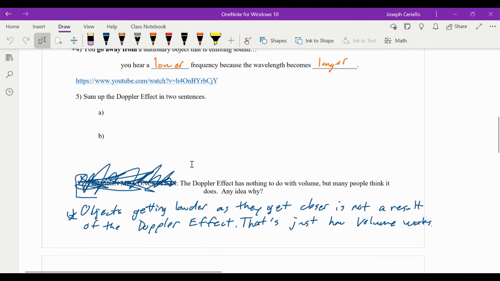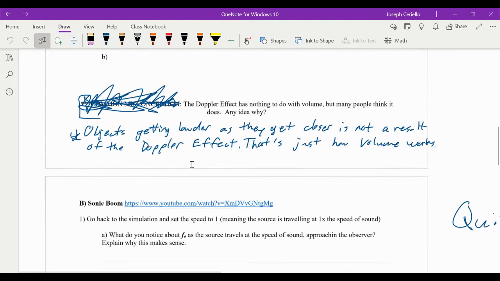So one really important thing is that the Doppler effect has nothing to do with the volume you hear. But a lot of people think it does. Why? Because in general, when objects get closer to you, they get louder. That's not because of the Doppler effect, that's just how volume works. The Doppler effect is just the change in frequency. It has nothing to do with the change in volume.